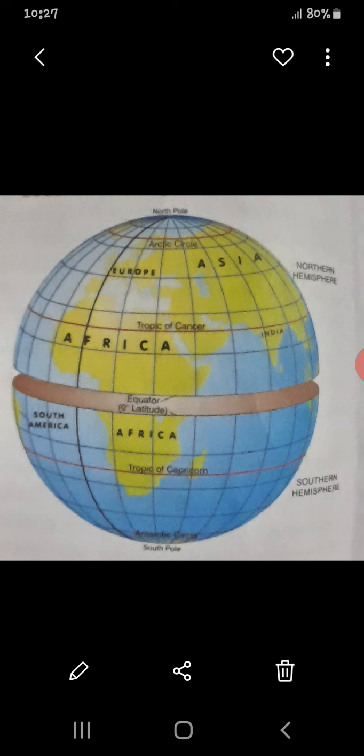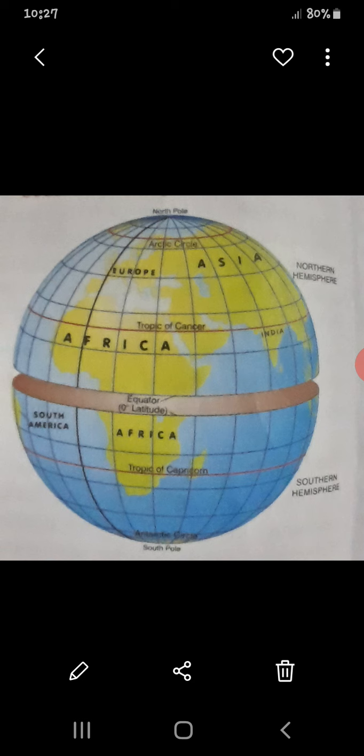The northern half of the earth is known as the northern hemisphere and the southern half is known as the southern hemisphere. You can see clearly both the hemispheres. They are both equal halves. Not one small and one big. No, they are both the same, equal. Therefore, the equator is an imaginary circular line and is a very important reference point to locate places on the earth.